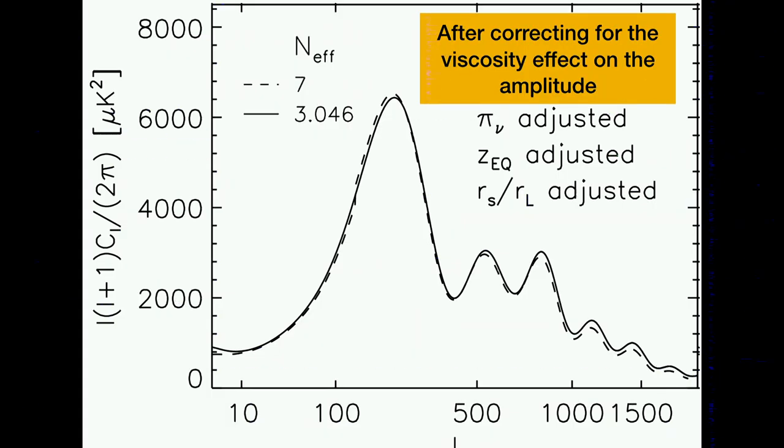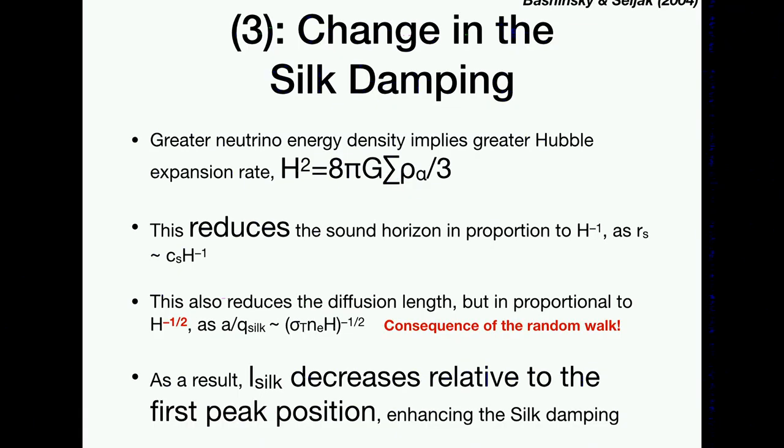Now we corrected the amplitude effect by multiplying the whole thing above L of 140 by a constant factor to compensate everything. Now you see more damping due to neutrino anisotropic stress. Neutrino effects. What is that? That's weird. Neutrinos shouldn't interact with photons or baryons, at least not so strongly. So what's going on here? This is a bit tricky, okay?